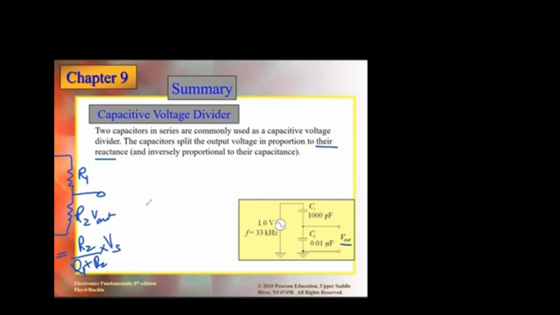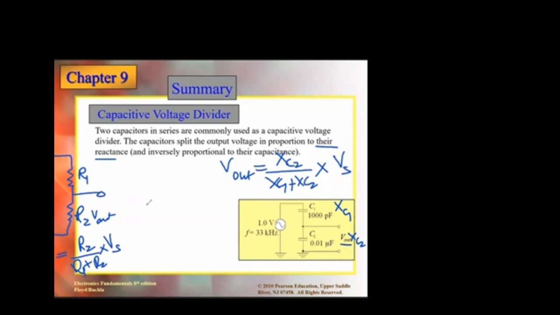Now, the same formula you can write for the capacitive reactance. How? This is, let's say, XC1. Let's suppose this is XC2. If I know the reactances, I can write the formula V out is equal to XC2 over XC1 plus XC2 multiplied by Vs. Did you get it? Yes. Understand this point? If I know the reactance formulas which you learned earlier, it is going to be the same.